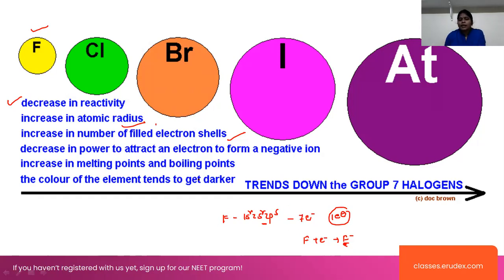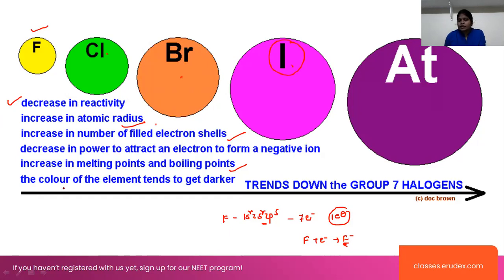Next is the increase in the melting points and boiling points due to van der Waals forces. Weak van der Waals forces increase from fluorine to iodine, so the melting point and boiling point increase from fluorine to iodine. There is an anomaly here. Fluorine possesses a high melting point due to hydrogen bonding. After that, iodine, due to the increase of atomic mass, possesses a high melting point. After that, chlorine and bromine, right?